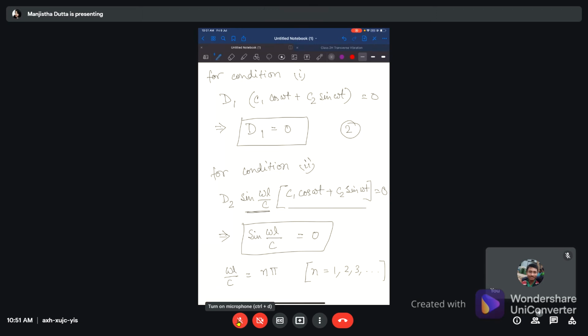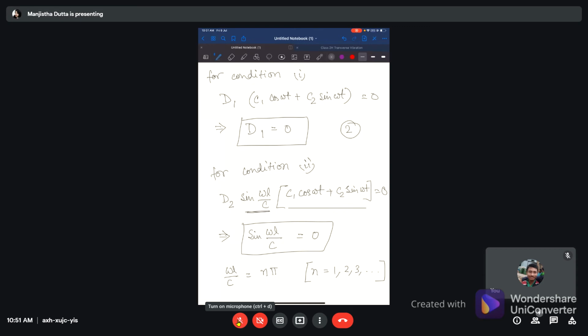Very good, Shandipan. Yes, 0, but there is no 0th mode, we are starting from 1, right? We are starting from the n equal to 1 mode, that's why n equal to 1, 2, 3. Otherwise if you take 0, the value of omega becomes 0, that means 0 frequency, so it does not have any physical significance. So that's why we are not taking the n equal to 0 value, right?